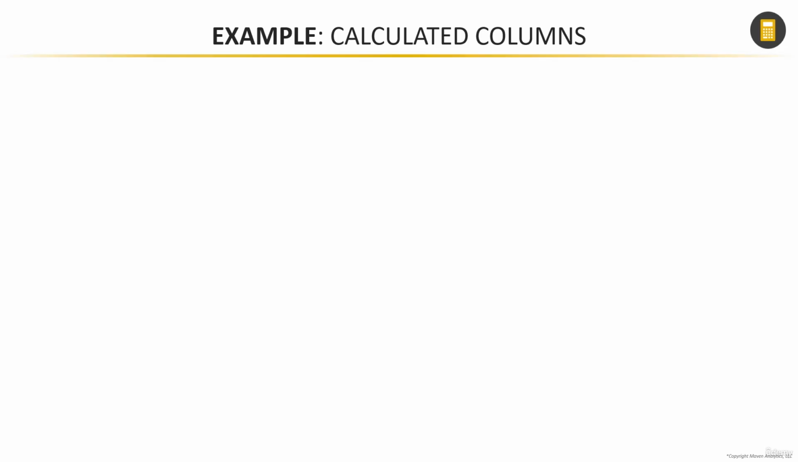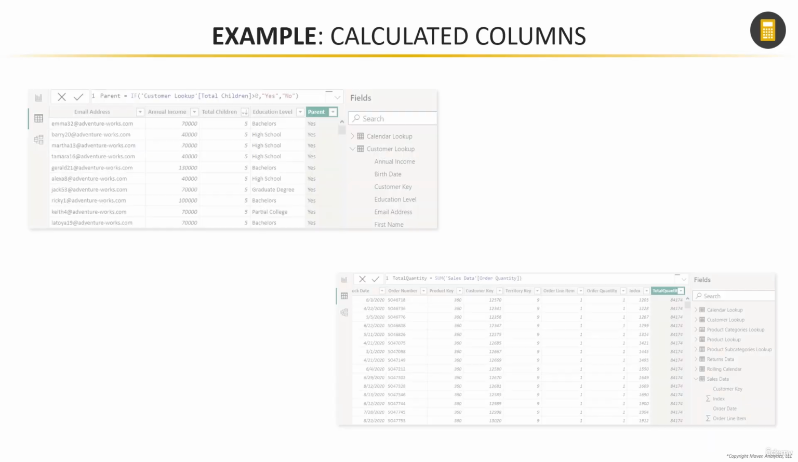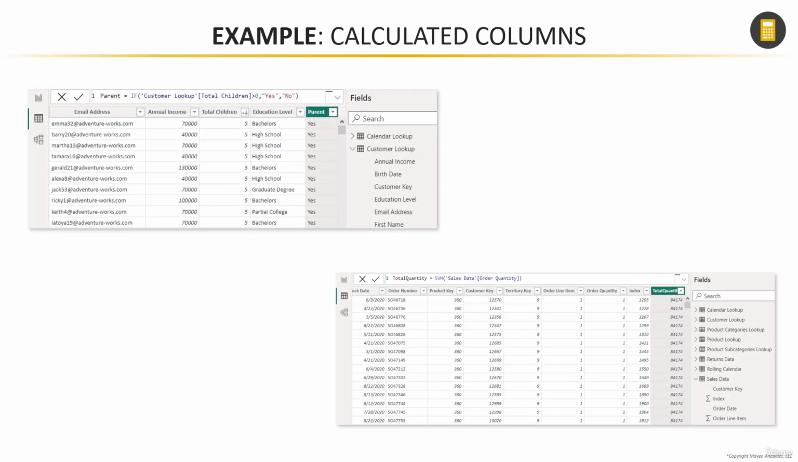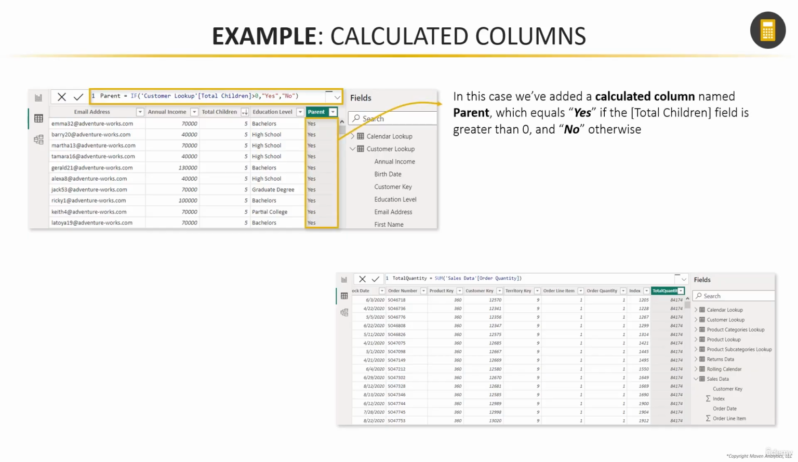Alright, so let's walk through a couple of quick examples. Here we've got two different tables, and in each case we've created a new calculated column. In the top one, for parent, and then in the bottom right, one for total quantity. Now, in the top left example, you'll notice that in the DAX formula bar above the table preview, we've created a new column that we've named parent, which equals yes if the total children field in that table is greater than 0, otherwise return a no.